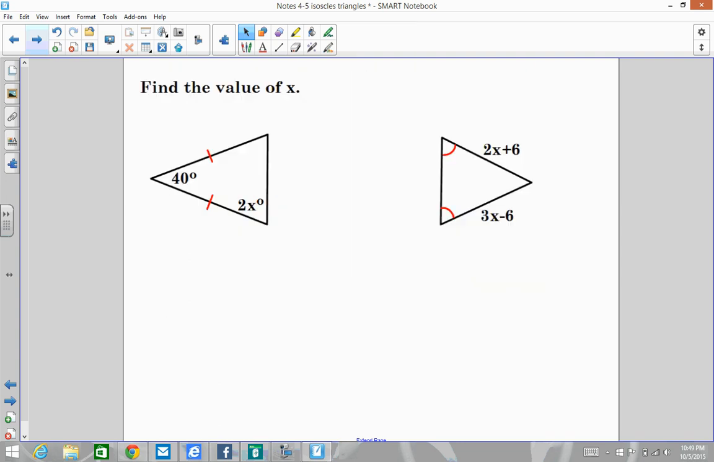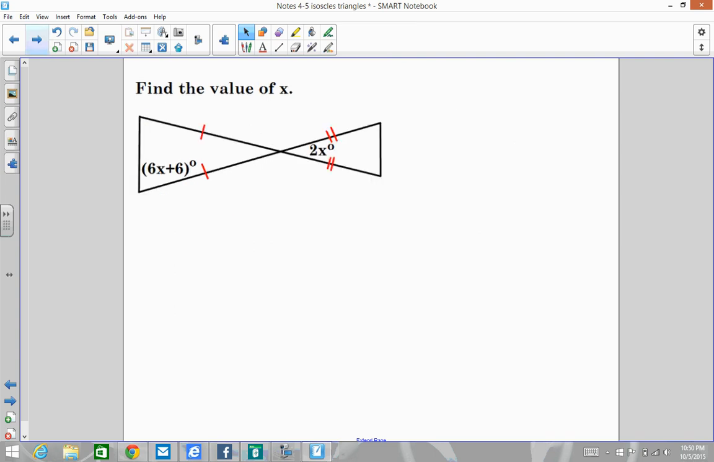All right, so here we go. We got another practice. Practice this one. Put these into your notes. Make sure you work both of them. Find the value of x in each one. Okay, now that you have this one done, if you're not sure what the answer is, when you come to class, make sure you ask.